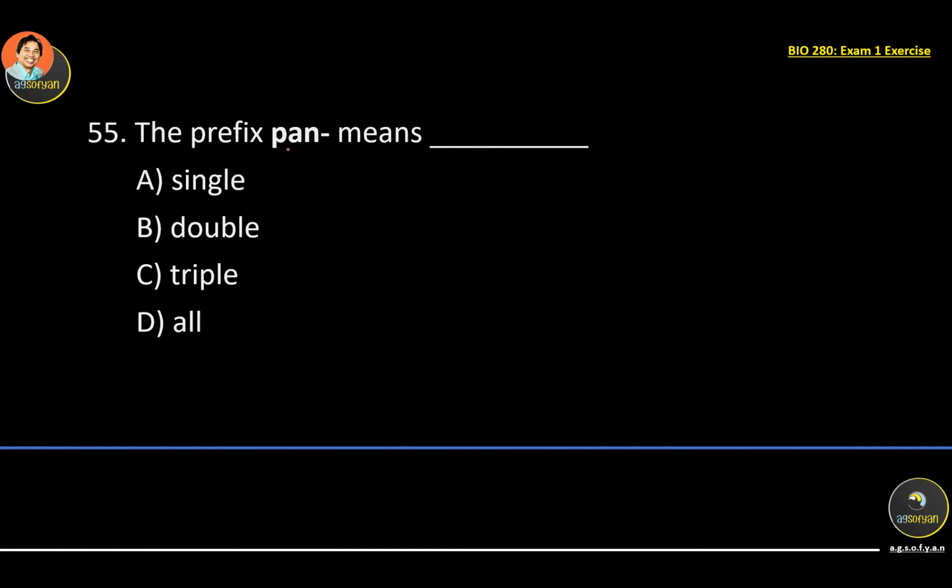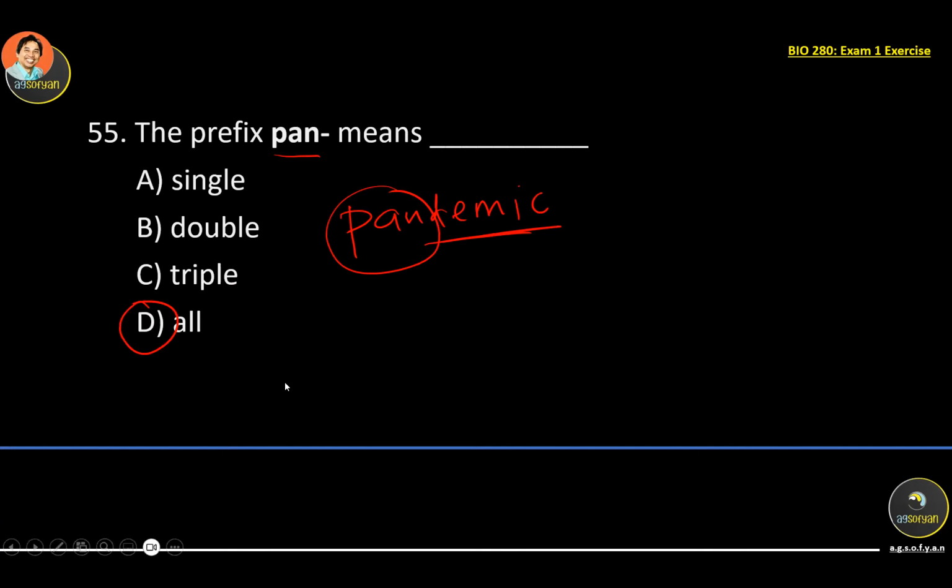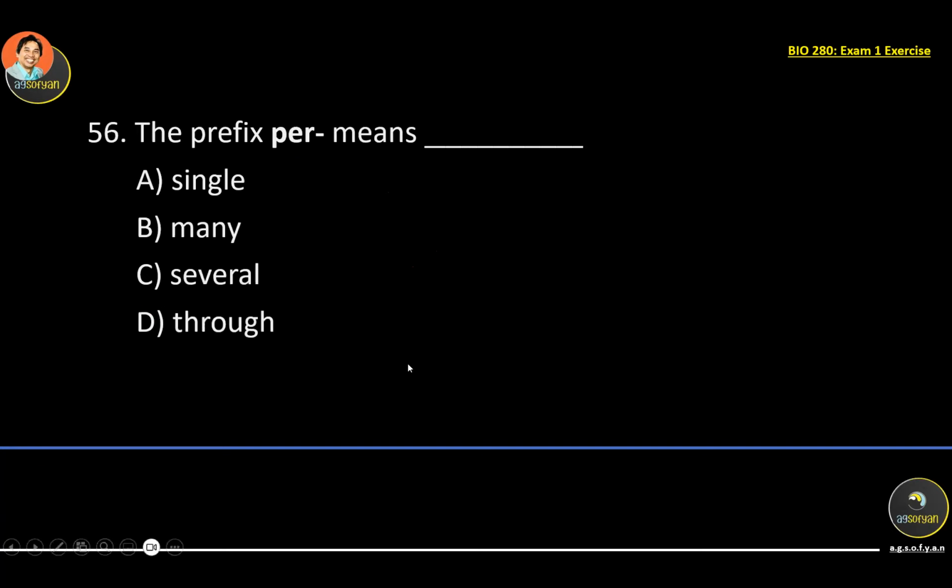The prefix pan, A, B, C, or D. Just remember pandemic. So demic means dispersal, maybe of disease. So what does pandemic mean? It means that it's dispersed all over the world. Therefore, pan means all. The prefix per, A, B, C, or D, means through.